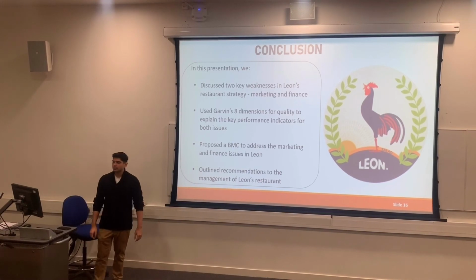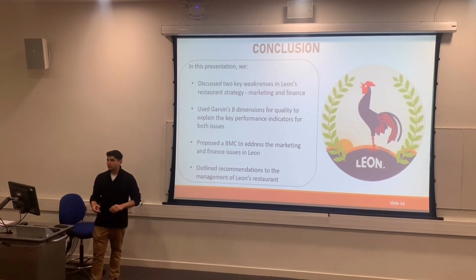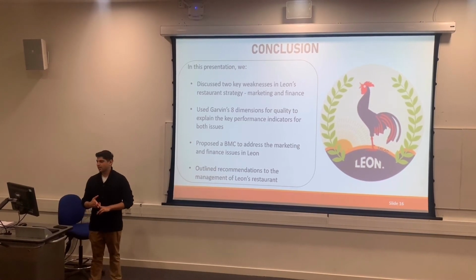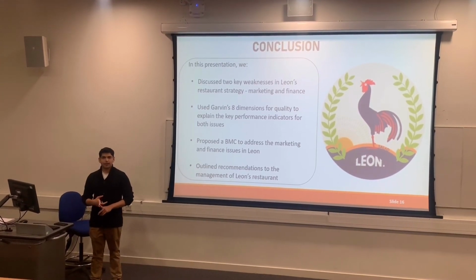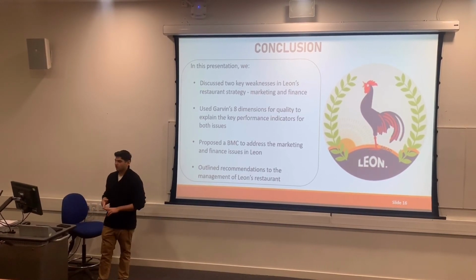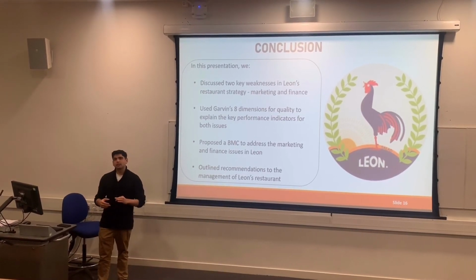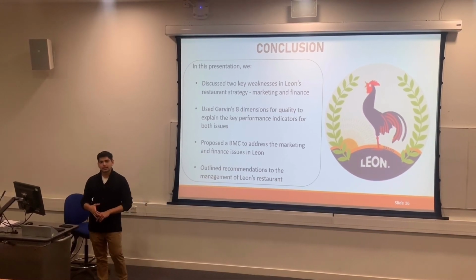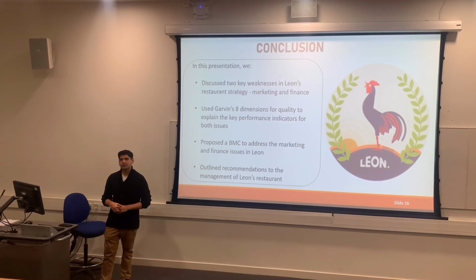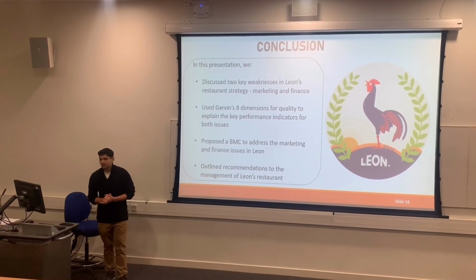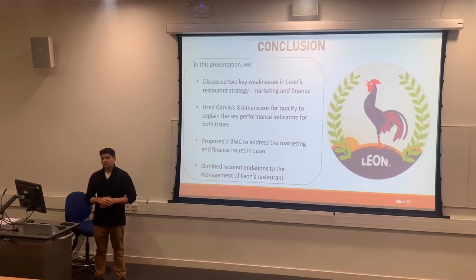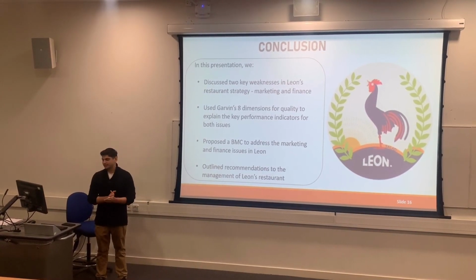In conclusion, as we discussed, there were two key weaknesses in Leon's restaurant strategy: marketing and finance. We used Garvin's 8 dimensions, out of which we selected 3 to create the key performance indicators. And then we proposed the business model canvas to address the marketing and finance issues. And finally, we outlined recommendations.